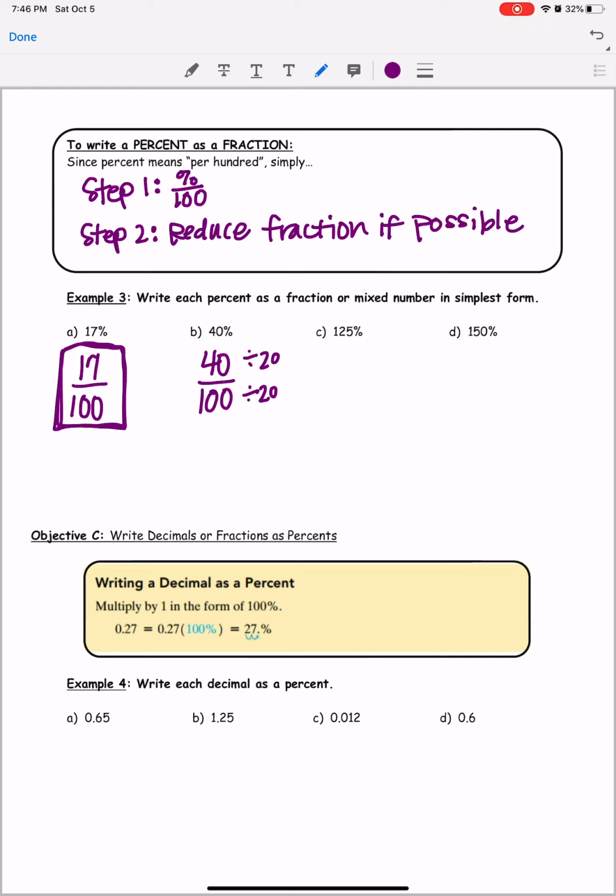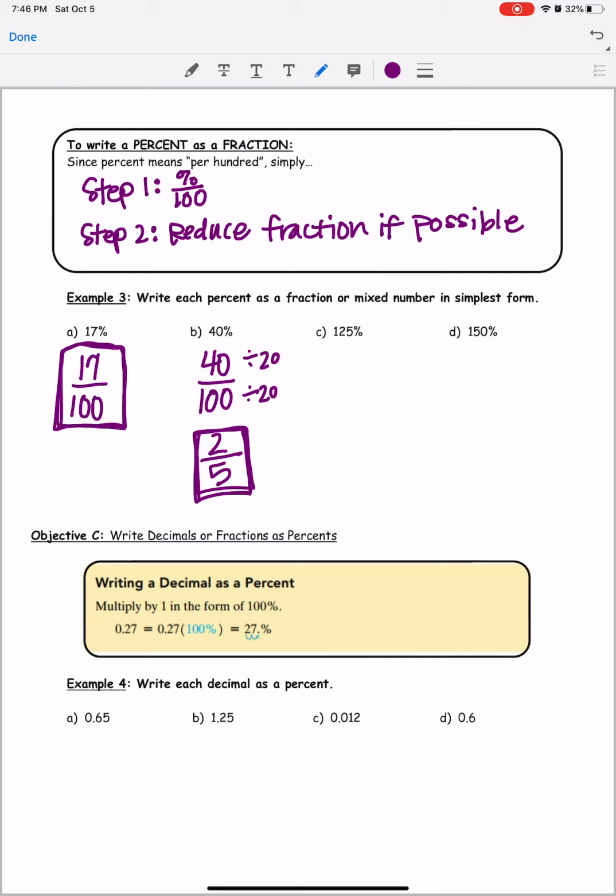So 40 divided by 20 is 2, and 100 divided by 20 is 5. And there is actually a way to put this in your calculator where you can just reduce fractions. I can't really show you through this video, so you need to come see me if you're interested in learning that. But there is a way to go straight from here to here in your calculator.